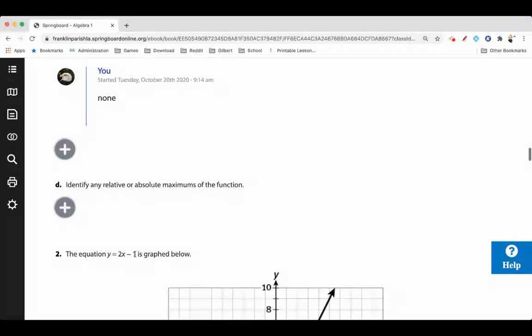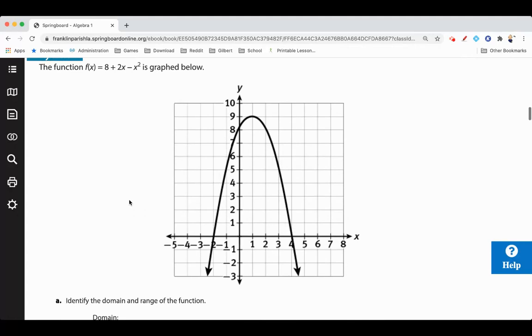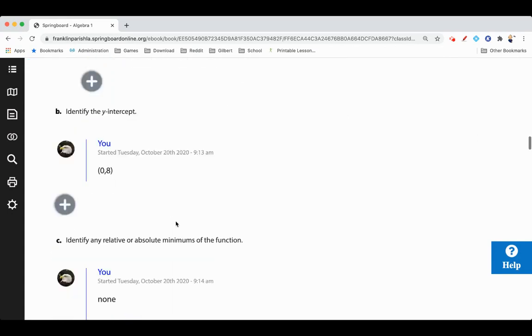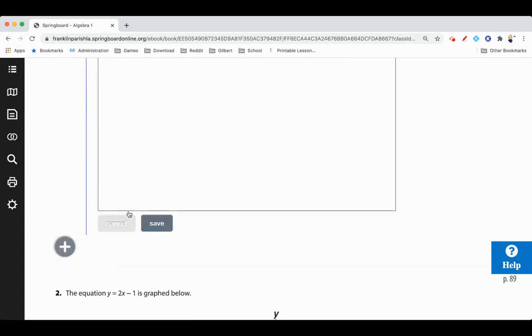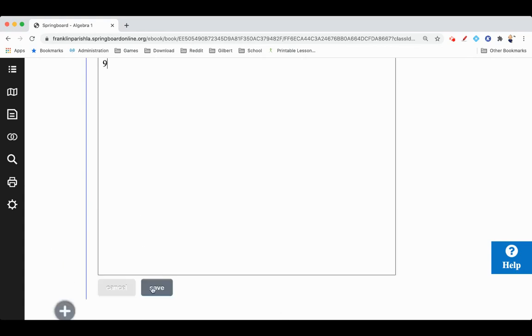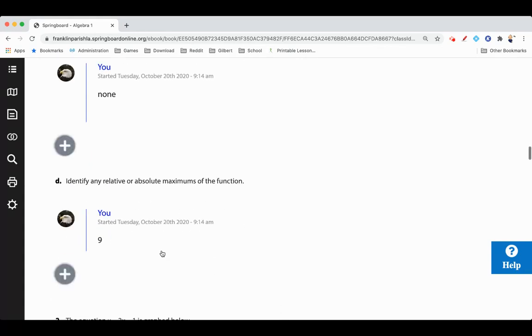Maximums: there is a maximum. There is an absolute and relative maximum. It's the same one. 9. Okay, 9. That's as high as it goes.